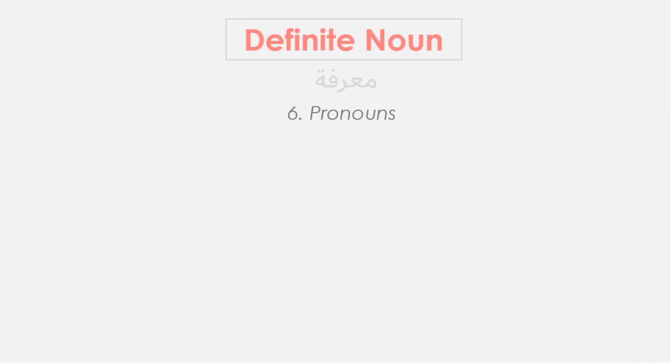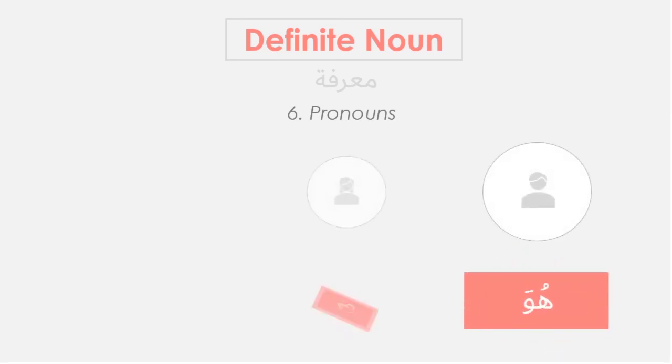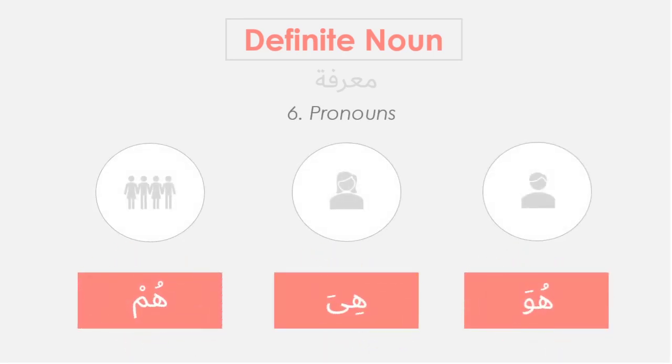Next we have pronouns which are used in place of nouns. These include huwa, hiya, and hum. In other words, he, she, and they respectively.